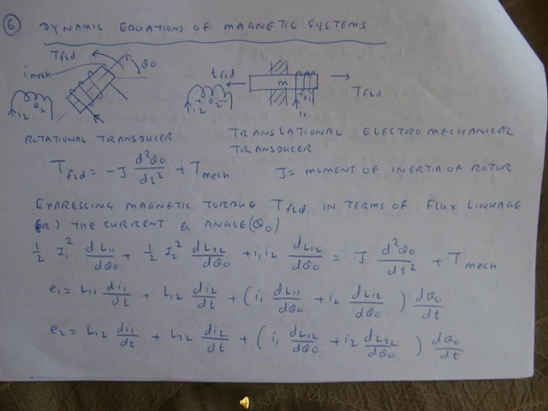E1 equal to A11 di1 by dt plus A12 di2 by dt plus I1 da11 by d theta 0 plus I2 da12 by d theta 0, and multiply with d theta 0 by dt. And for the rotor, E2 equal to A12 di1 by dt plus A22 di2 by dt plus I1 da12 by d theta 0 plus I2 da22 by d theta 0, all multiplied by d theta 0 by dt.